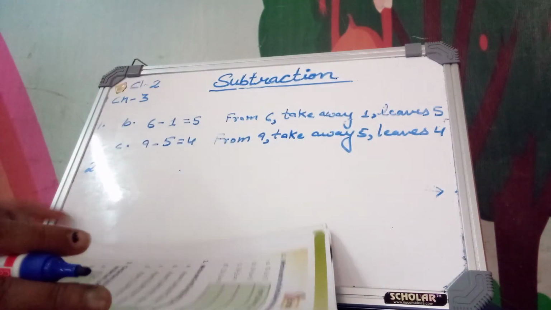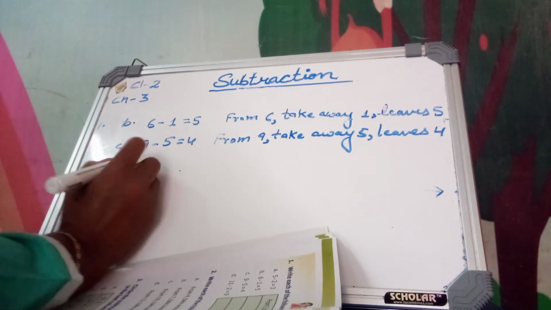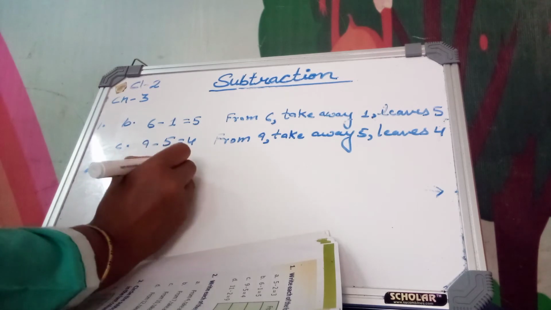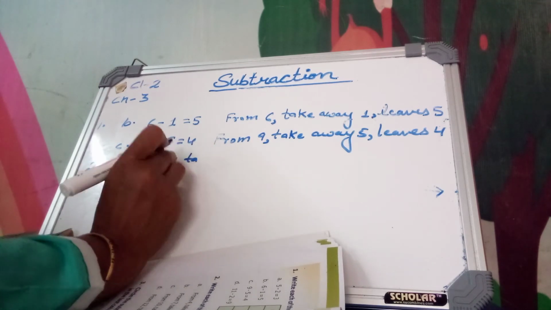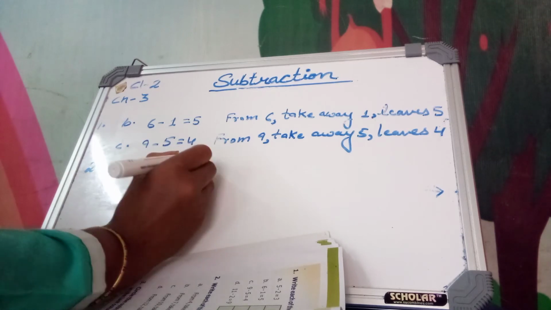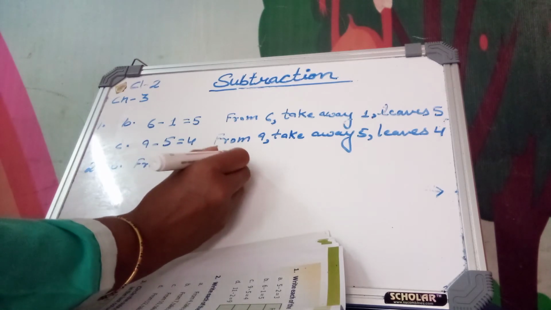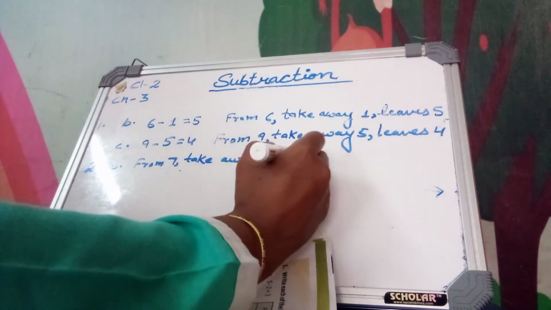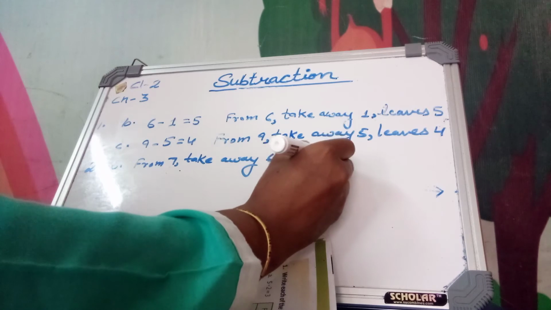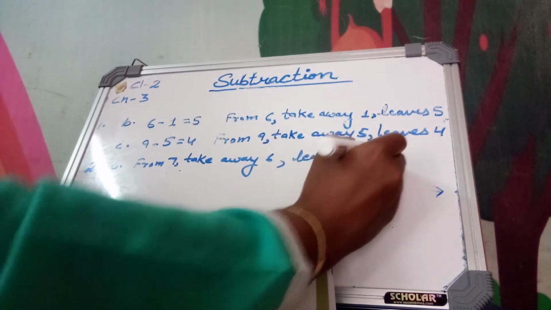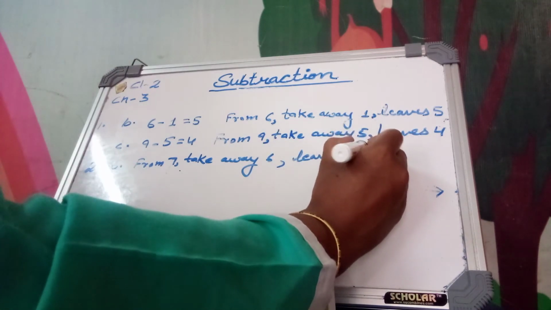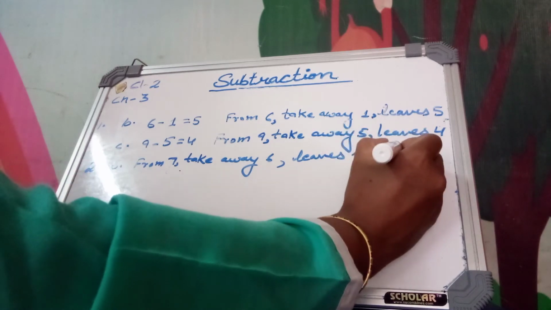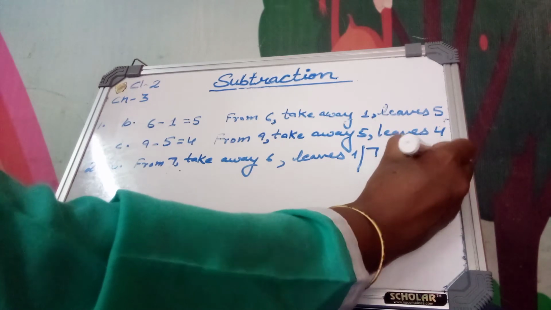Now see B, from 7 take away 6, leaves 1. We will use symbols here. Okay, how to do? 7 minus 6 equal to 1.